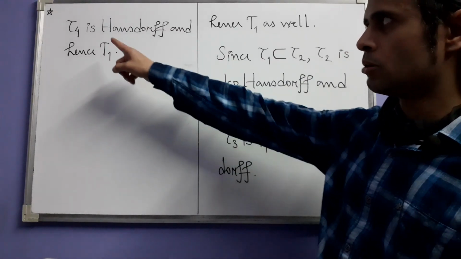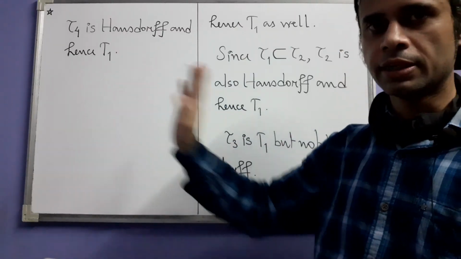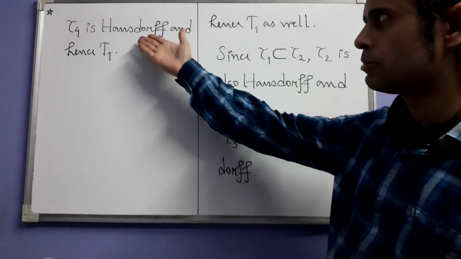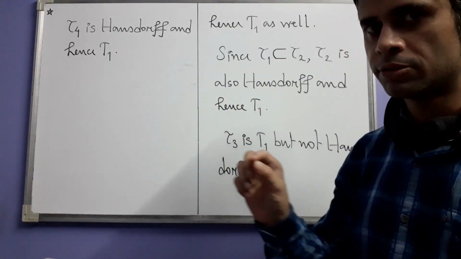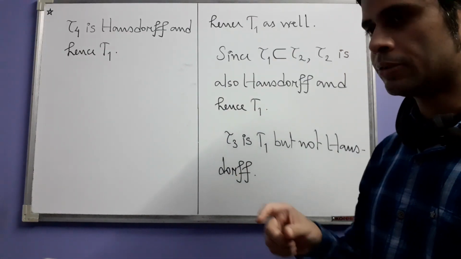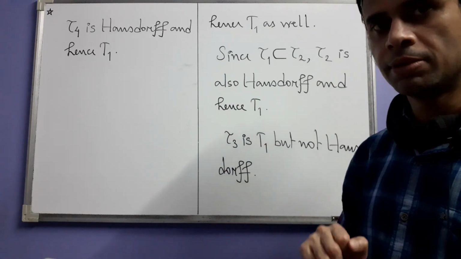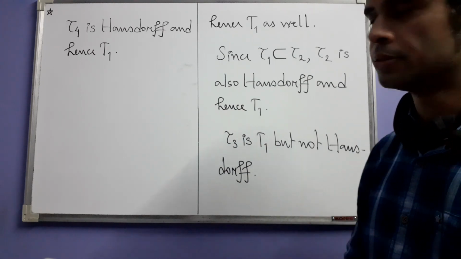The upper limit topology tau 4 is Hausdorff and hence T1. It's pretty easy to see why this is Hausdorff. I mean, you can directly get disjoint neighborhoods for distinct points. And for neighborhoods, you can actually choose basis elements, those half-open intervals.